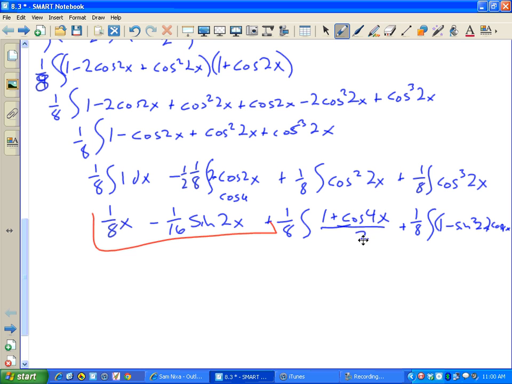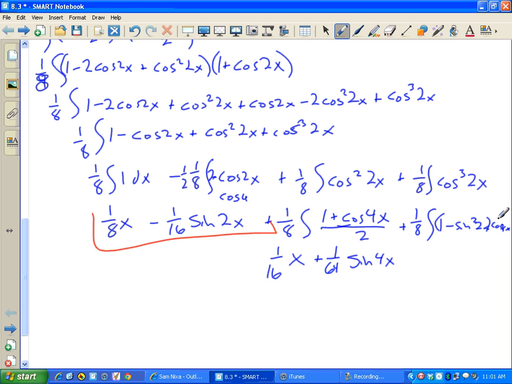This one now is kind of straightforward. Let's pull the 2 out, so this becomes 1/16. Integral of 1 becomes just x. I've got the 2 out. I need a du, so I need a 4 to integrate this part. So that's 1/4 again, so 16 times 4, 64. So this would be plus 1/64 sine of 4x.